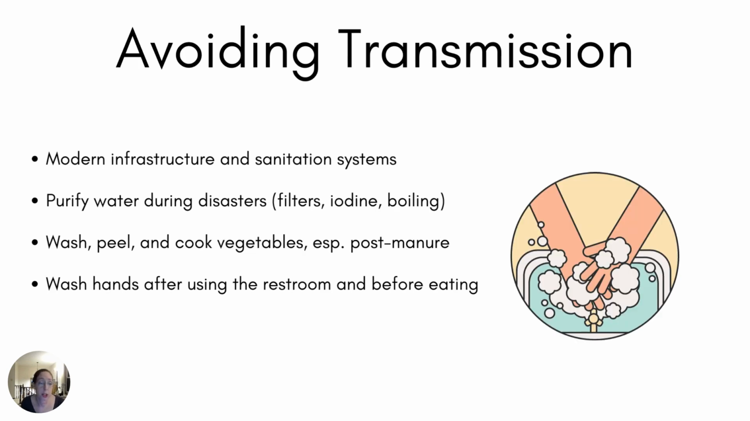So how does one avoid transmission, particularly if you're in these areas? Obviously, modern infrastructure and sanitation systems are key, and investing in these is very important. However, anybody through disasters can be affected by a loss of their infrastructure. If a hurricane or a tornado comes through, these leave the potential of having contaminated water where these fertilized eggs could be located and infections are possible. So it's very important that during disasters and the post-disaster phase that water is purified. And that can be done through filters, iodine, boiling, all different ways that you can purify water.